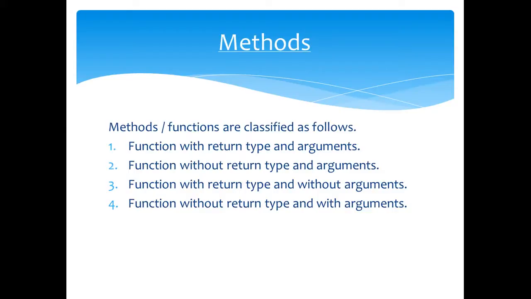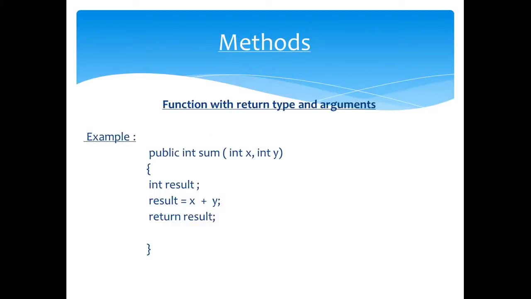First one is function with return type and arguments. Second one is function without return type and arguments. Third one is function with return type and without arguments. And final one is function without return type and with arguments.